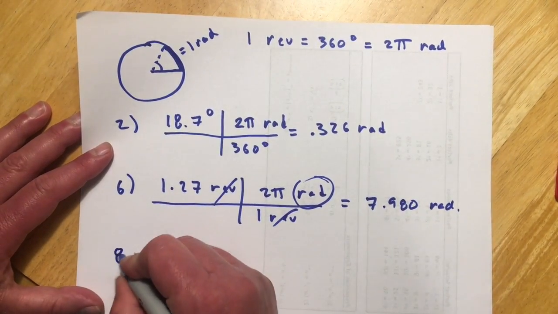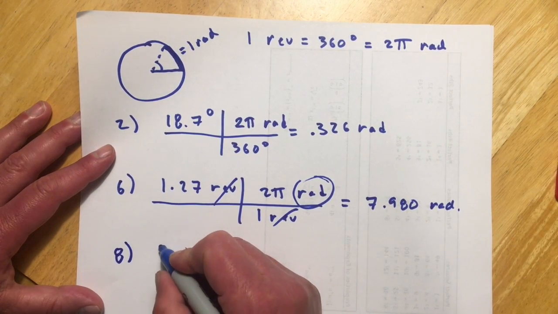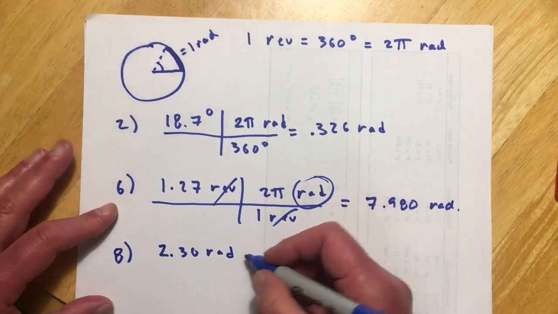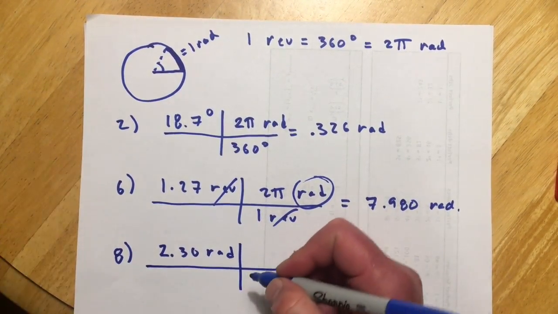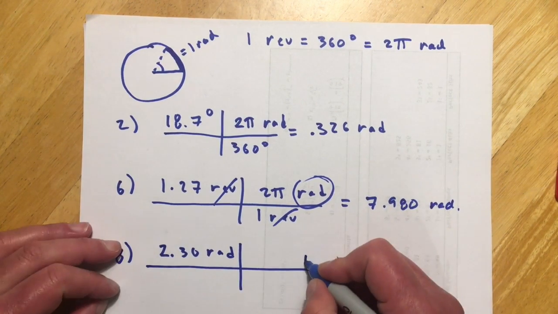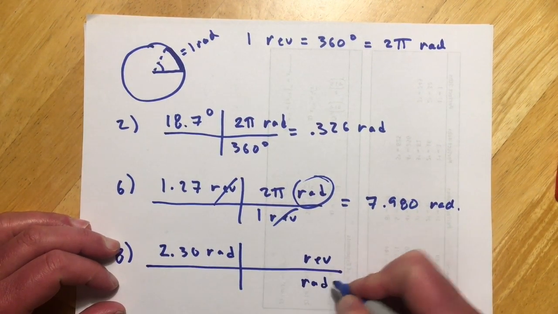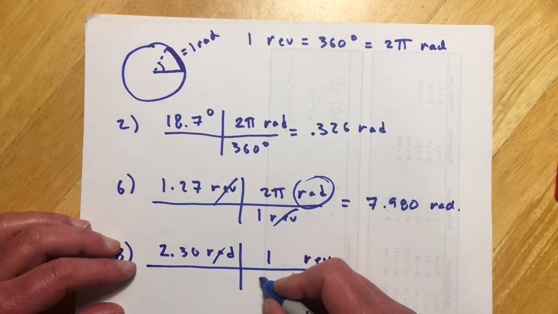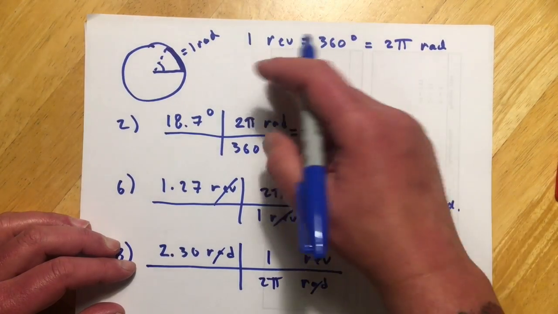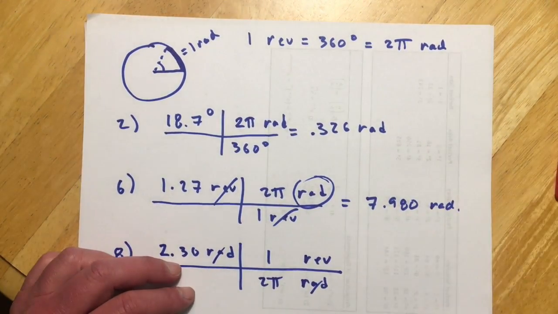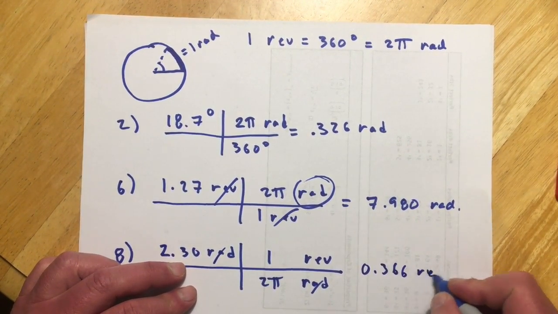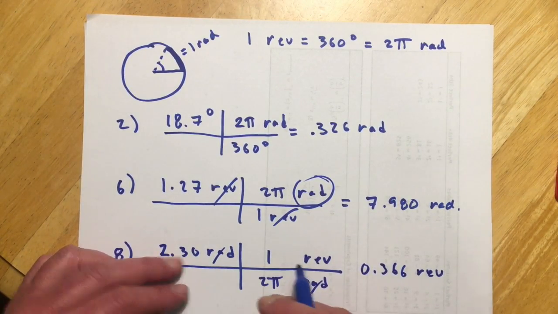And number 8, we'll do that one over here. Let's see, so we have 2.30 radians, and we're trying to get into revolutions. So here, we want radians on the bottom, revolutions on top. So notice I'm just following the units, because I know radians have to cancel. So 1 revolution is 2 pi radians, and I'm just using my conversion factor. And then after that, toss it in the calculator and get 0.366 revolutions. Would be the same thing as 2.3 radians.